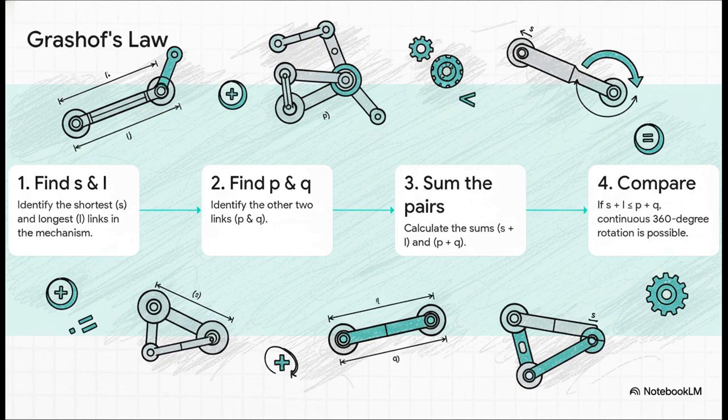First, you find the shortest and longest links. Then, you add their lengths together. After that, you add up the lengths of the other 2 links. And finally, you just compare those 2 numbers. If the first sum, the short plus the long, is less than or equal to the second one, boom, your mechanism passes the test, which means at least one of those links can spin in a complete circle.